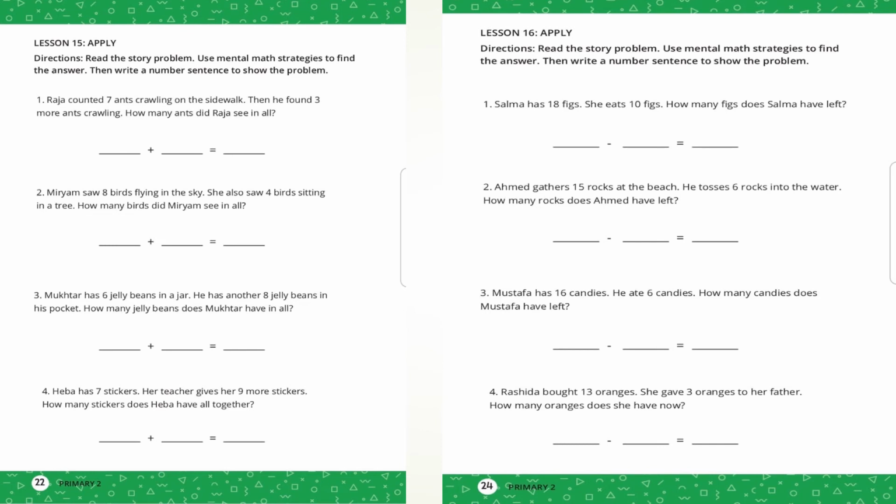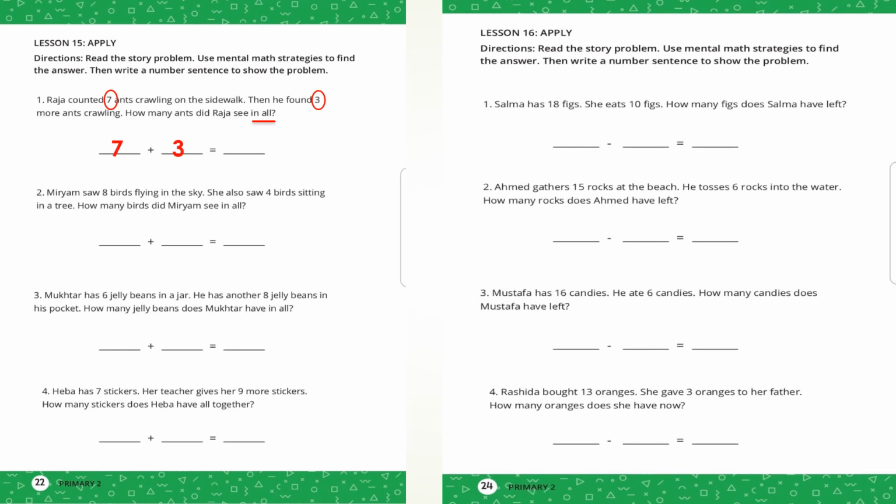Question number 1, Raja counted 7 ants crawling on the sidewalk. Then he found 3 more ants crawling. How many ants did Raja see in all? Circle the numbers 7 and 3 and underline the keyword. Here we have the keyword all. Is all a keyword for addition or subtraction? Sum, all together, total. It's an addition keyword, okay? So we will write 7 plus 3.